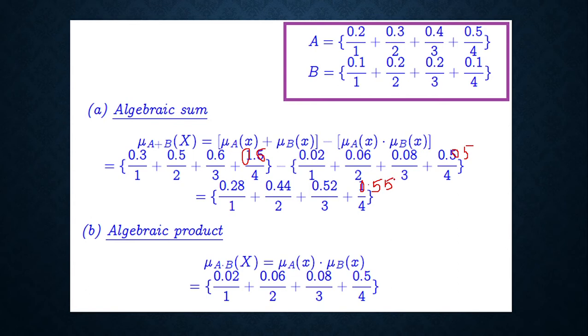So please consider this correction in your slides also. Alright, now the algebraic product is also given here. You have to consider this subpart, right? Membership of a dot b is given as membership of a of x into membership of b of x. So you have to multiply the membership value of each element. So 0.2 into 0.1 is 0.02, 0.3 into 0.2 is 0.06, 0.4 into 0.2 is 0.08, and 0.5 into 0.1 is 0.05.